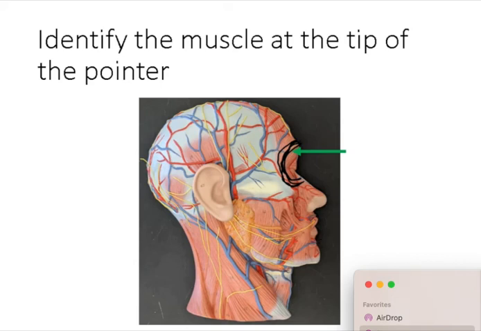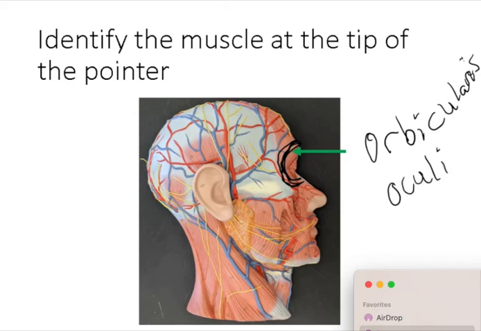So this one is pointing to the circle around the eye, so it'll be called the orbicularis oculi. Oculi, like ocular. Ocular is the eye. So orbicularis oculi, orbits around the eye.